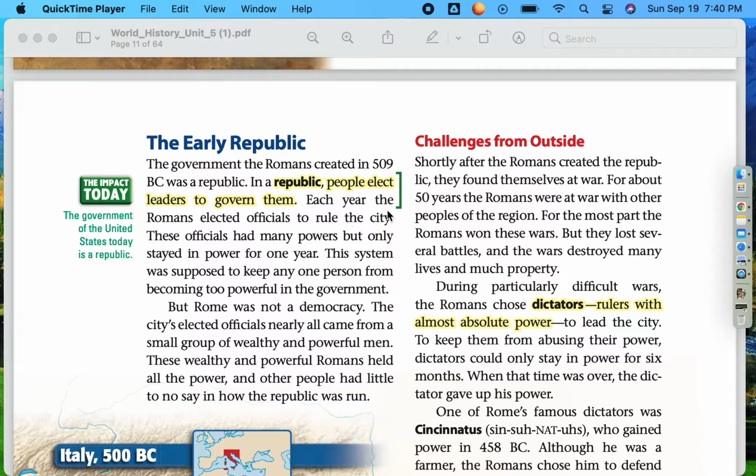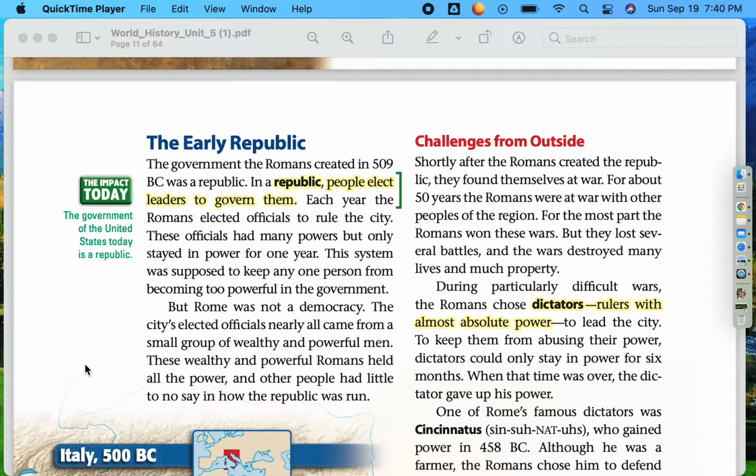Each year the Romans elected officials to rule their city. Here in the United States, we go to the ballot box to elect a president every 4 years, a senator every 6 years, House of Representatives every 2 years. Local city councils and mayors could be every 2, 4, 6 years. Each system has its own rules that govern them. Now, these officials had many powers, just like they do here in the United States, but as it was in Rome, they only stayed in power for 1 year. It was designed to keep one person from gaining too much power.